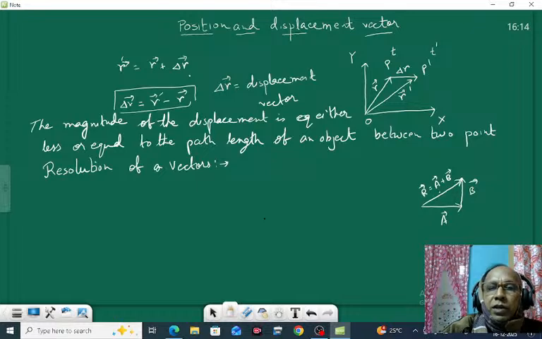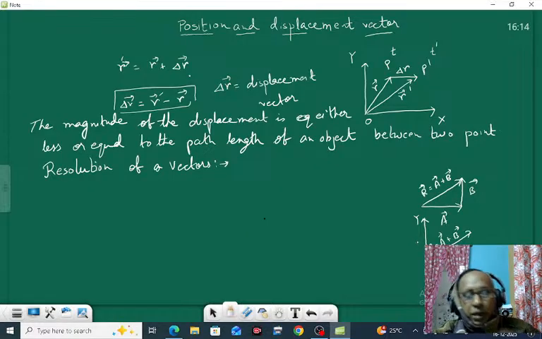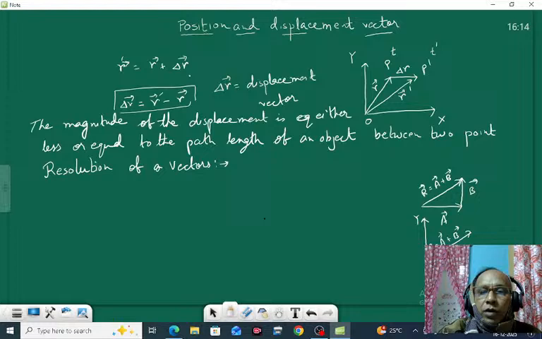In another way you can resolve this vector also. Suppose this is a vector R, equal to vector A plus vector B. We can resolve this vector in two directions, the OX direction and the OY direction. This is known as resolution of vectors. Vectors can be resolved in three axes, OX, OY and OZ also.